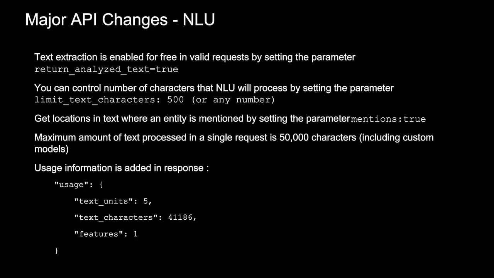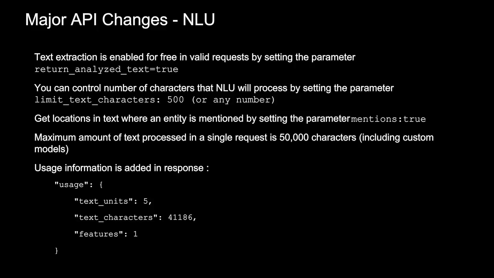So continuing on the major changes in the API, text extraction is enabled for free. In the request, you can turn it on by setting return analyzed text as true. You can also control the number of characters that NLU will process by setting the parameter limit text characters to a number. This will allow you, if you have a URL, let's say a blog, which has 75,000 characters, you can tell NLU that here's a URL, but I only need NLU to process, let's say, 10,000 characters. It really gives you more control over controlling your costs per request.